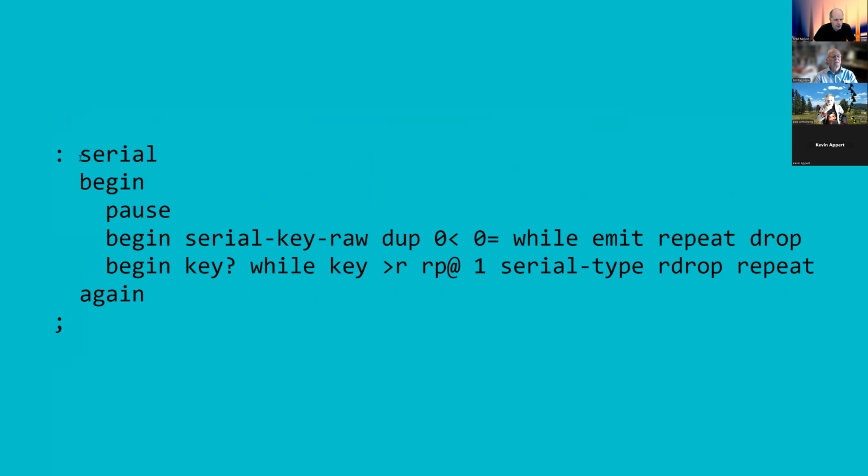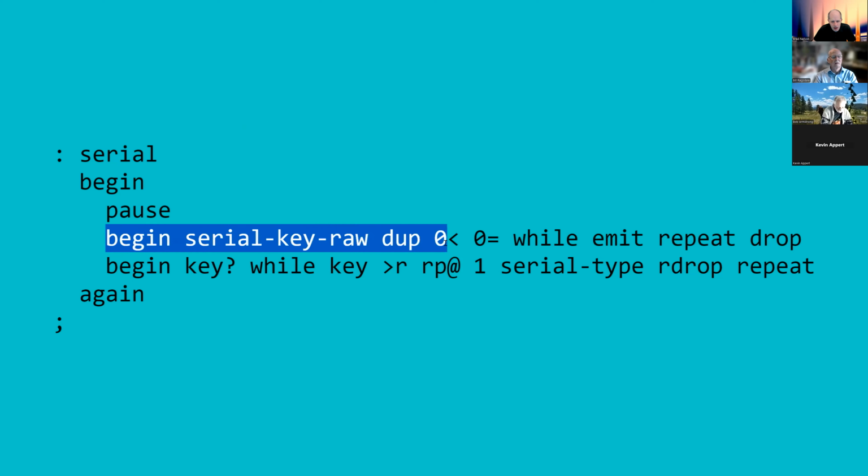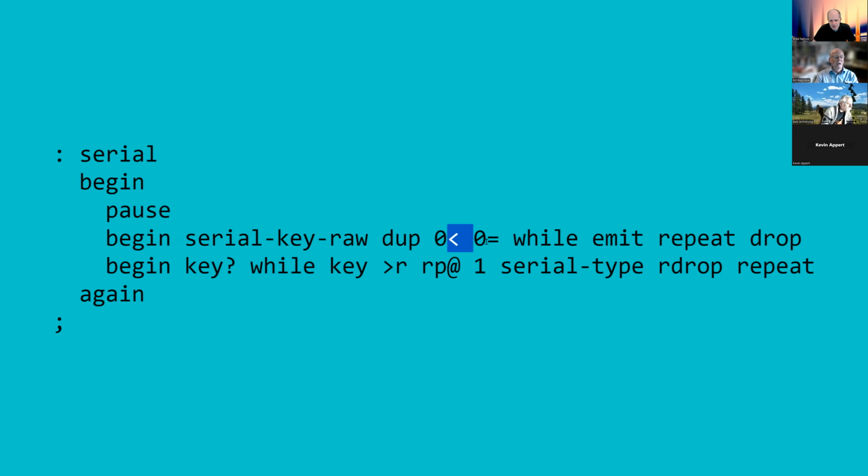And so I have this word serial that is just a big loop that creates a serial terminal. It does this by pausing, yielding to let other stuff happen in the task system in µEforth. And then I loop through and check, while there is a key that comes in that is not less than 0, and then I emit that key, and otherwise I drop the -1, and then I check to see if there is a key from the user keyboard.